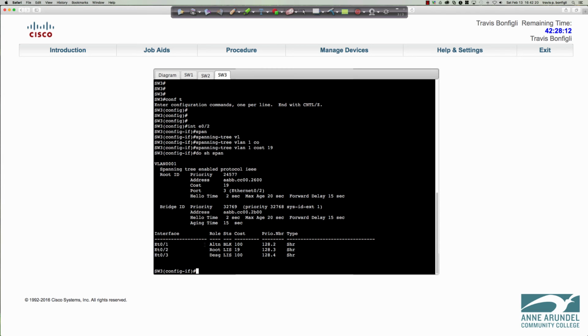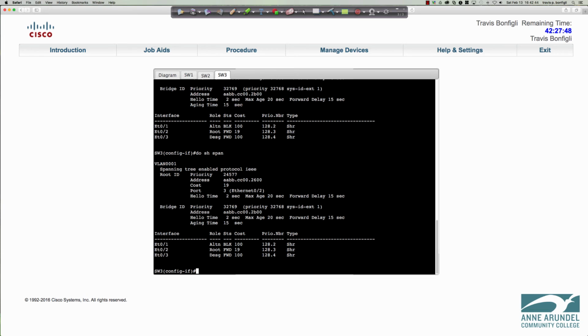So now Ethernet 01 is no longer the root port, it's the alternate, or the state is a blocking port, right? The root port is now Ethernet 02, and the state is listening. So it's transitioning from the blocking state to the listening state. It'll be in the listening state for 15 seconds, and then we missed it. And then it goes into the learning state for 15 seconds, and that's where this forward delay timer comes in. So we're being delayed in both the listening and the learning states before we get to forwarding.